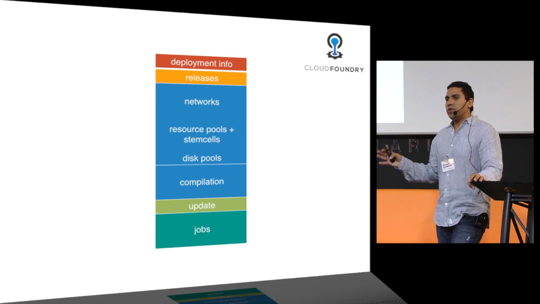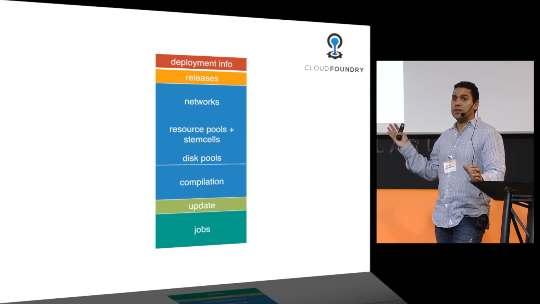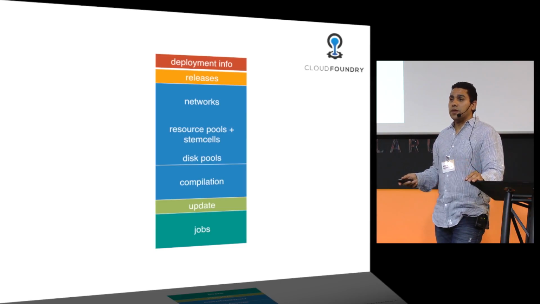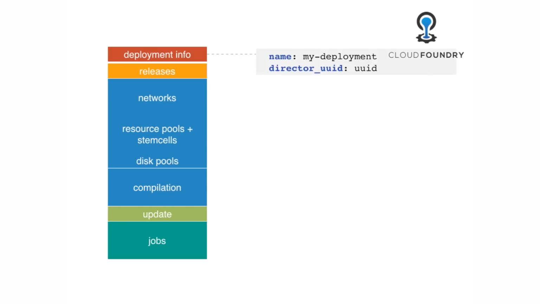So one of the missions in Bosch has always been to try to facilitate the creation of these things and also simplify it. So one of the big things that we did is to simplify it. Before I show you the simplification, let me talk about the different pieces. So the first thing is the deployment info.